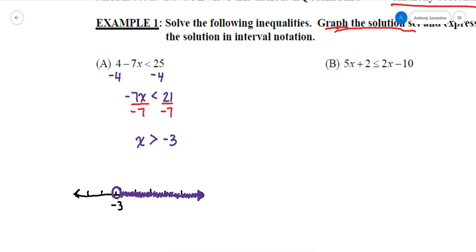So a lot of the same equation solving things, this is more or less a two-step equation, using the same procedures for that. However, the only thing I have to keep in mind is to make sure that I switch around the inequality sign if I multiply or divide both sides by a negative. Let's try B. Very similar.